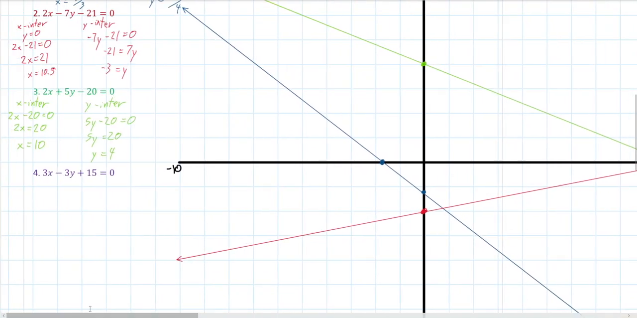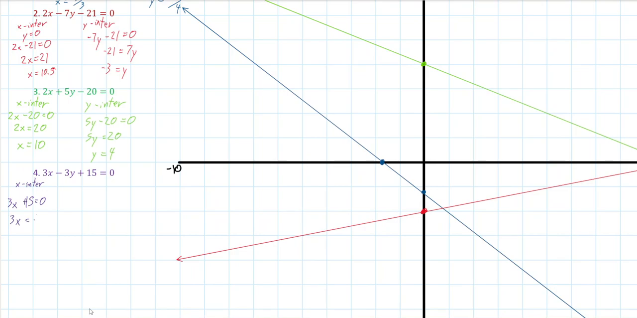Okay, and then our last point is going to be the purple one. If you haven't tried any of these yet, I suggest you pause the video now, try it yourself, and see if you get the same answer. Okay, so we're going to solve for the x-intercept. So it's going to be 3x plus 15 equals 0. So then we're going to move the 15 over. So it's going to be 3x equals negative 15. So it's going to be x equals negative 5.